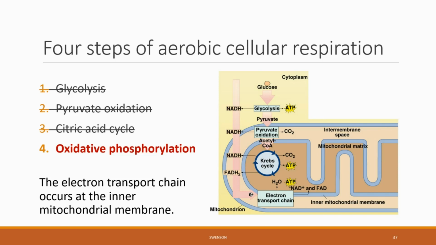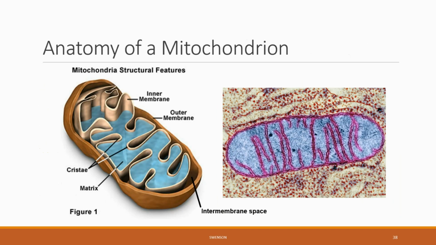And finally, we have one more step to go, and that is oxidative phosphorylation. This actually occurs along the inner mitochondrial membrane. And this gets to the reason why the inner membrane of mitochondria has so many of these folded structures called cristae. By folding up its membrane, it increases the surface area in order to do more oxidative phosphorylation.